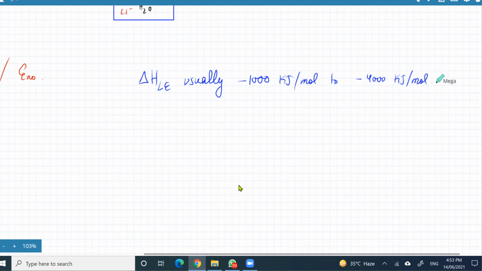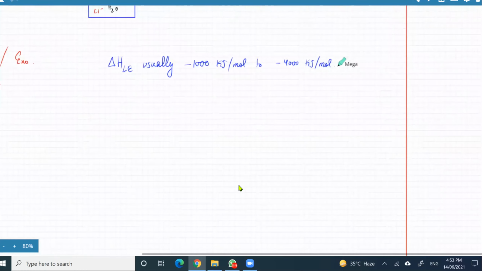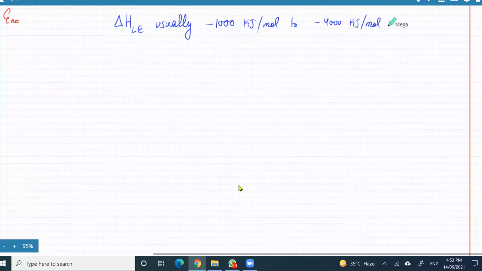The reason you should know this range is that you'll be finding values of lattice energy a lot. So if you get a value like plus 500, then you know that your answer is wrong. If you get a value like minus 25,000, then you know that the value is wrong. So if you have an idea of in what range the answer should lie, then it would be easier to spot any wrong answers.